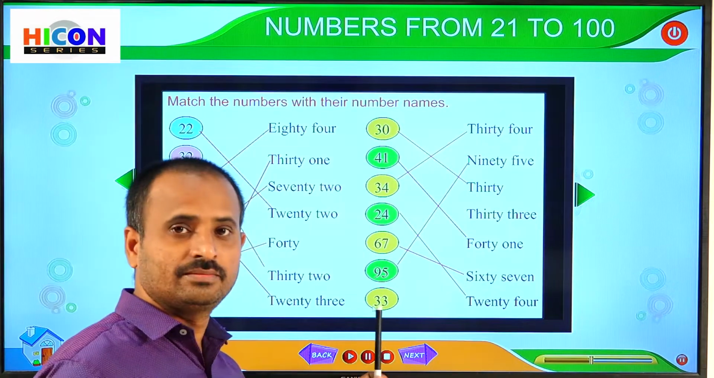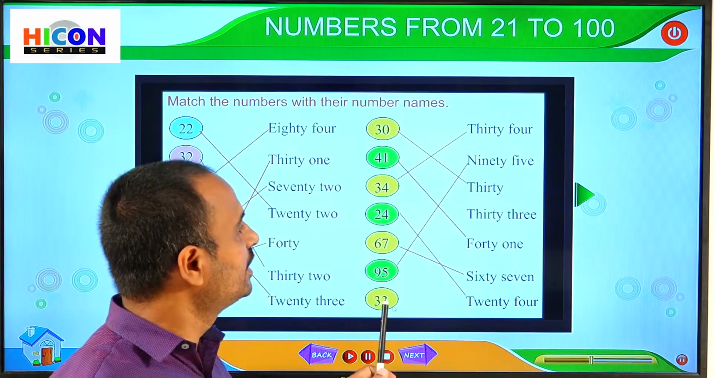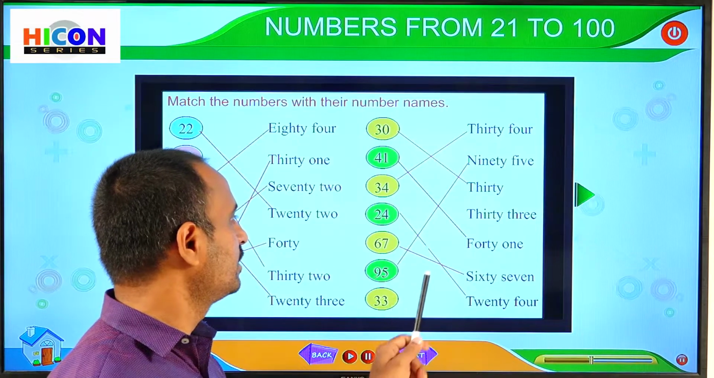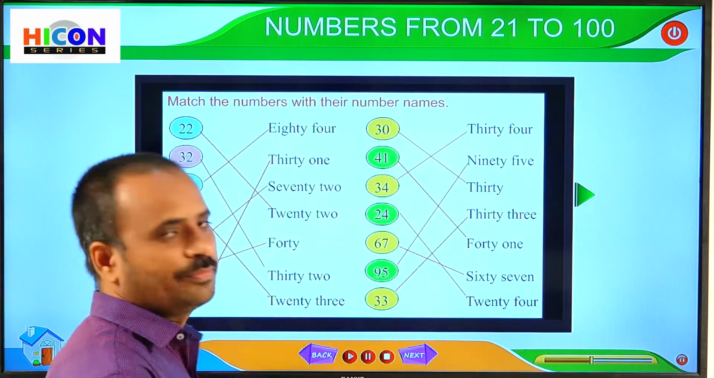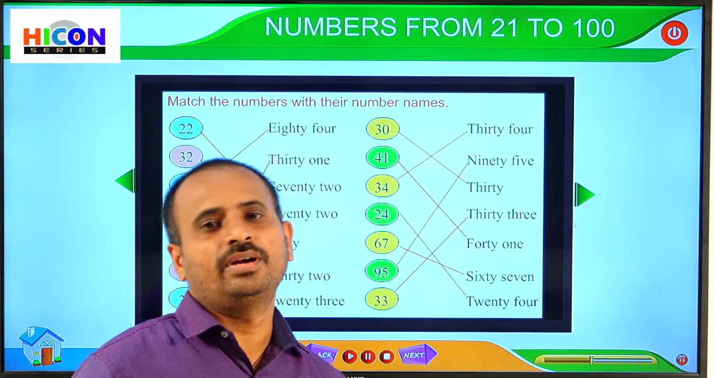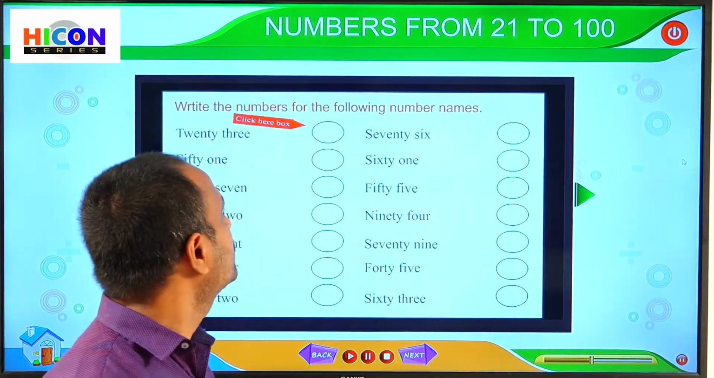So 33. So 33 can be read as 33. And where is 33 here? So children, here is the 33. So match this 33 with this number name. So children, so this is the matching part on the numbers from 21 to 100. Now let us go to the next activity part, that is next exercise part.